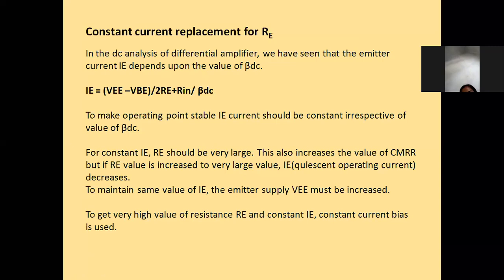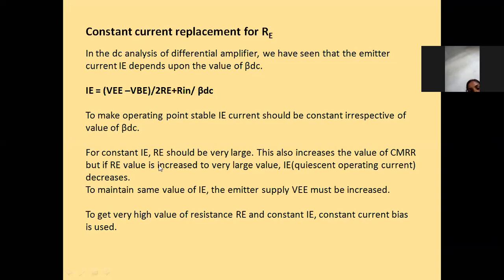Yeah, okay. To make operating point stable, IE current should be constant irrespective of value of beta. So we know that what is the operating point? Operating point is that point after which your output, whether it may be in terms of current, whether it may be in terms of voltage, will remain constant. So as per the output characteristic, it is observed that it increases and it remains constant. So when it starts to remain constant, that point is called your operating point.